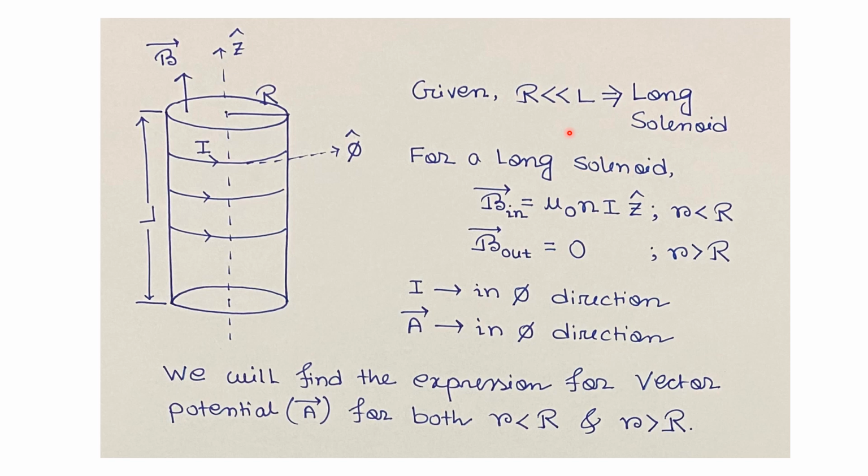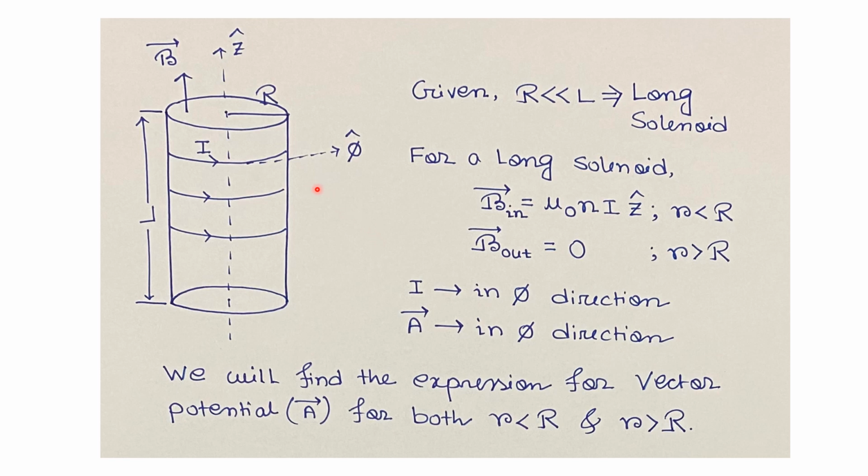Now we know for a long solenoid the magnetic field inside the solenoid will be constant, and that is given by mu naught N i z cap, where mu naught is the magnetic permeability in the vacuum, N is the number of turns per unit length, and I is the current flowing through the solenoid. And in the outside region of the solenoid, the magnetic field will be 0.